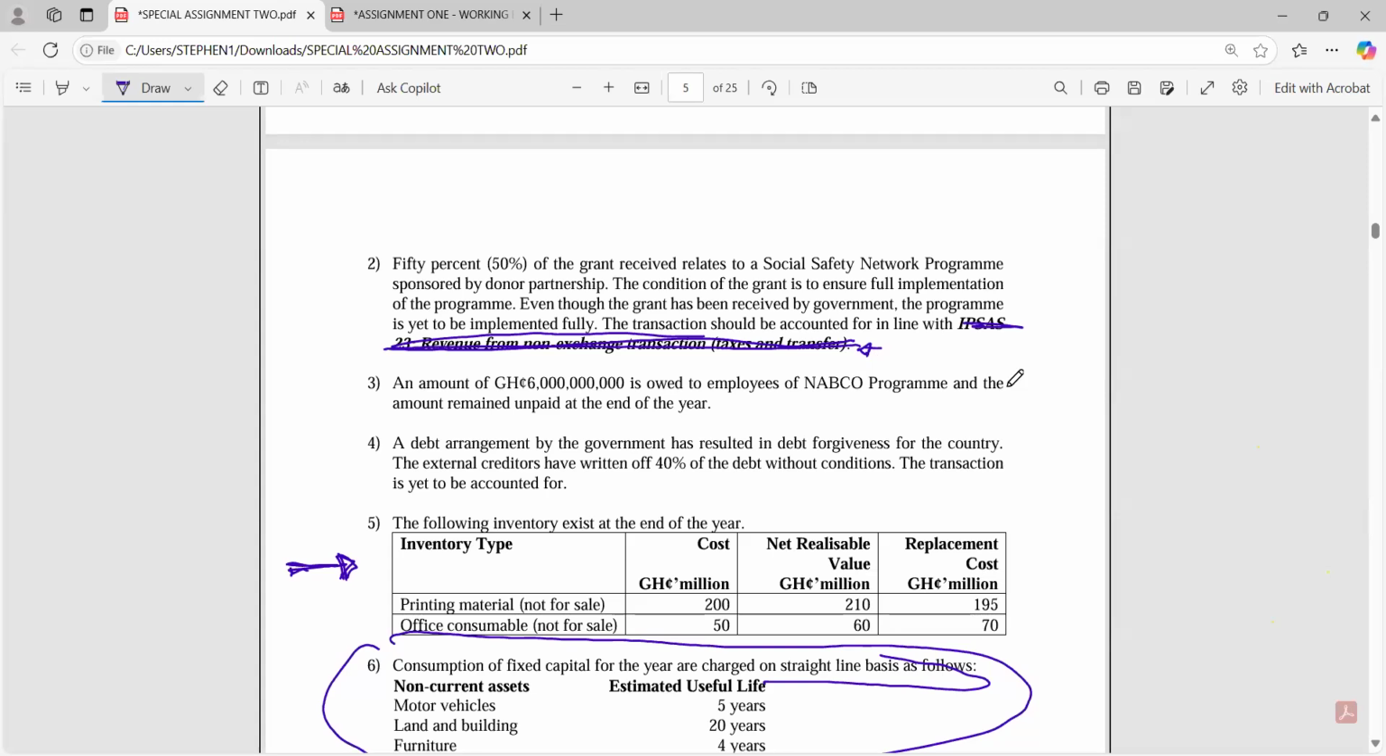Next one. An amount of 6 billion is owed to employees of NAPCO. Remember, because we are working in million, we subtract these 3 zeros, because everything is already in million. So just subtract the 3 zeros and leave the 3 zeros. So 6,000 is owed to employees of NAPCO program.